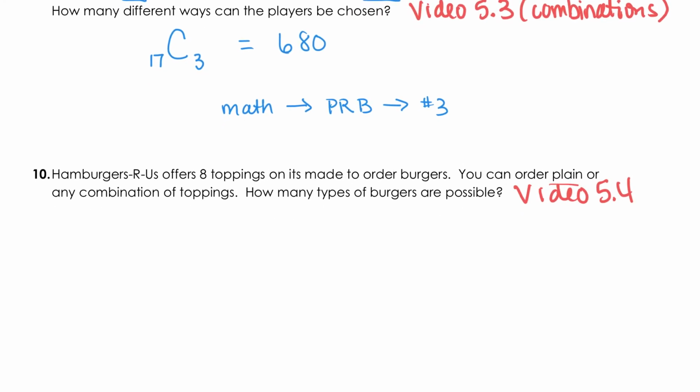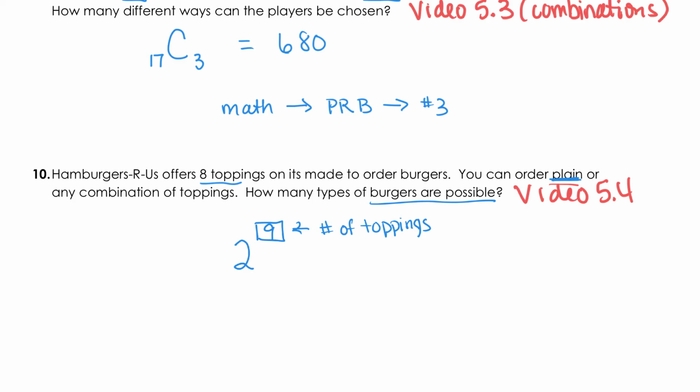All right, last but not least, number 10. This is almost identical to an example in video 5.4, where you're picking out the total number of burgers possible. To do that, you're always going to do 2 to some power. That power needs to represent the total number of options, which in this case is going to be toppings. Well, we have 8 toppings, but we can also order plain. And so you have to think about that as one option. And so that's going to be a total of 9 different toppings.